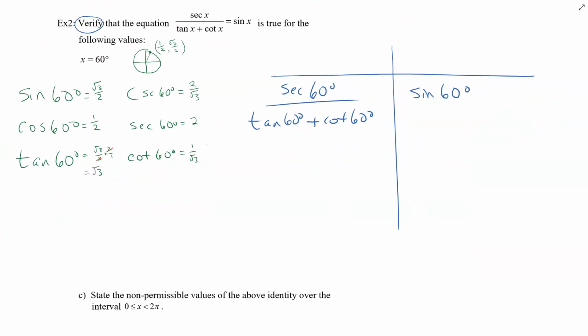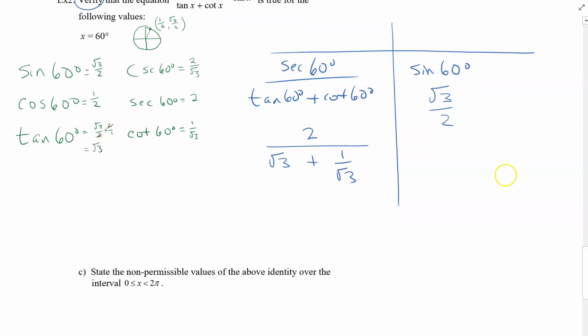Switching back over to blue. So secant of 60 degrees is 2. So I'm going to say 2 all over the tan of 60 degrees, which is root 3, plus the cotan of 60 degrees, which is 1 over root 3. And on the right-hand side, the sine of 60 degrees is root 3 over 2. Okay, so I've got some fraction work to do to find out whether or not the left-hand side is equal to the right-hand side.